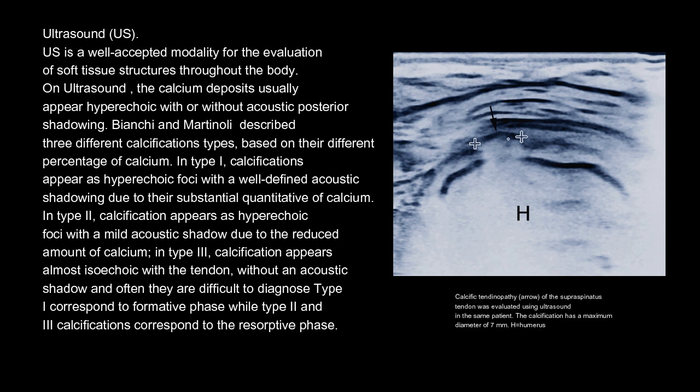Calcific tendinopathy (arrow) of the supraspinatus tendon was evaluated using ultrasound in the same patient. The calcification has a maximum diameter of 7 mm. H equals humerus.